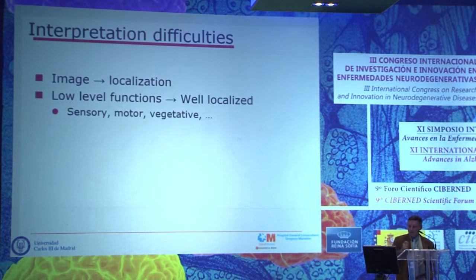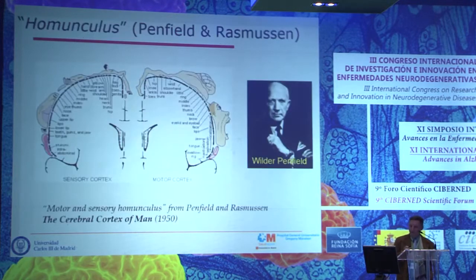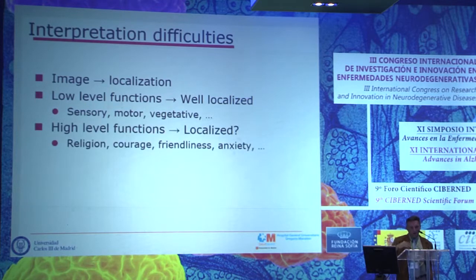And for low-level functions, such as sensory functions or motor functions, we have known for a long time that they are very well localized, okay? Since Penfield, we know that this happens. But if you move to higher-level functions, the possible localization of those functions is something extremely debatable, okay? So where's religion in the brain, where's friendliness, and where are those things? This is extremely debatable. And nowadays, there's another idea. Instead of looking for areas that perform a certain function, we are talking about circuits that perform a certain function.